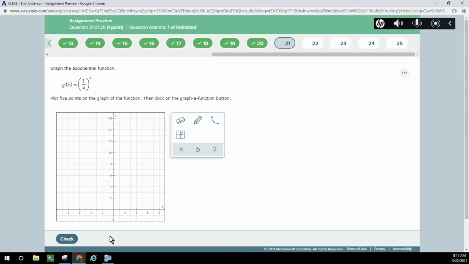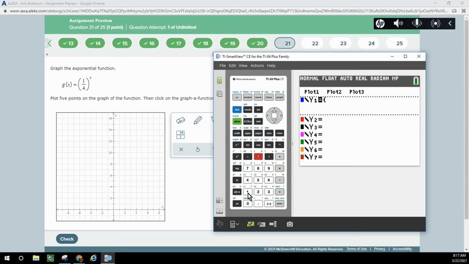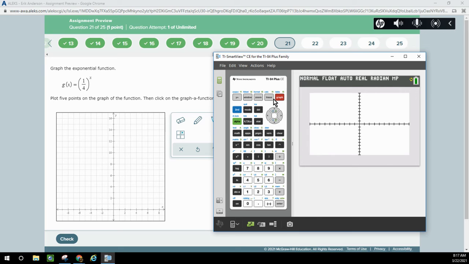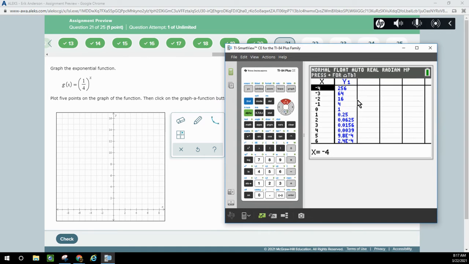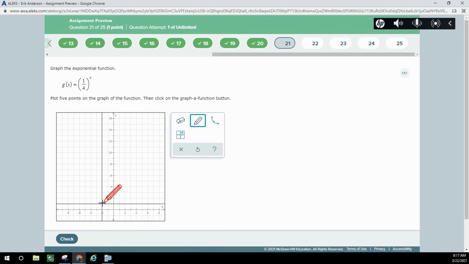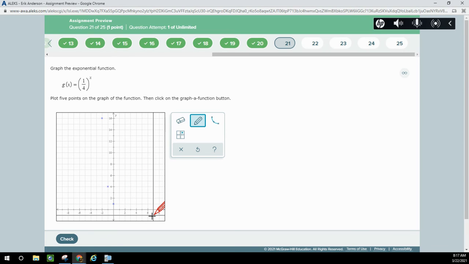it says plot 5 points on the graph of 1/4 to the x. So parentheses 1 divided by 4 to the x. It is decay. As we look at the table, they want us to put 5 points on the function. So if we put negative 2, 16 and negative 1, 4 and 0, 1, that's 3 points.